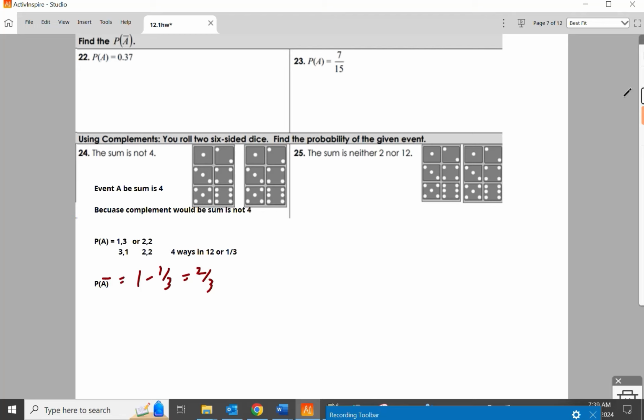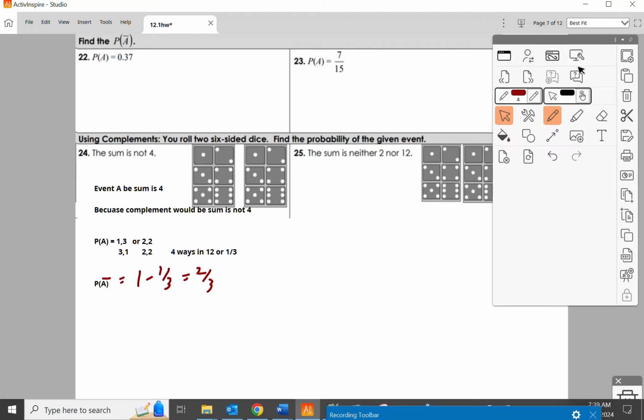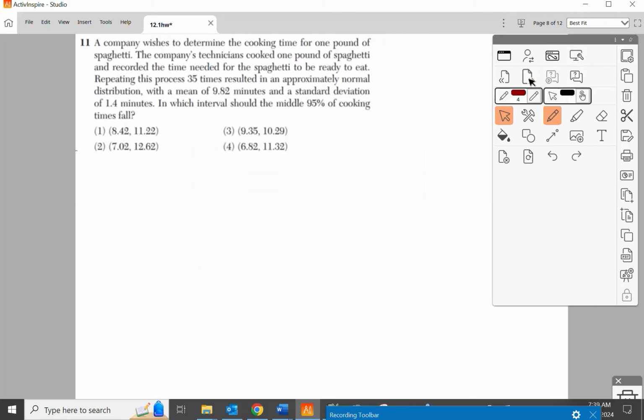Good stuff. All right, on to the EOC stuff. The company wishes to determine the cooking time for 1 pound of spaghetti. The company's technicians cooked 1 pound of spaghetti and recorded the time needed for the spaghetti to be ready to eat. They repeated this process 35 times, resulting in an approximately normal distribution with a mean of 9.82 minutes and a standard deviation of 1.4. In which interval should the middle 95% of all cooking times fall?